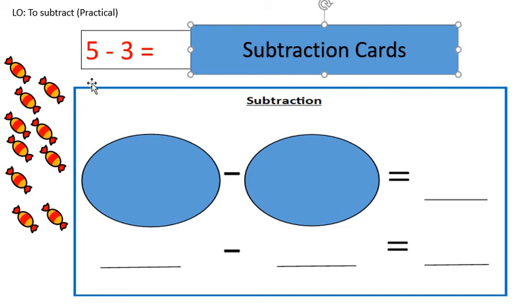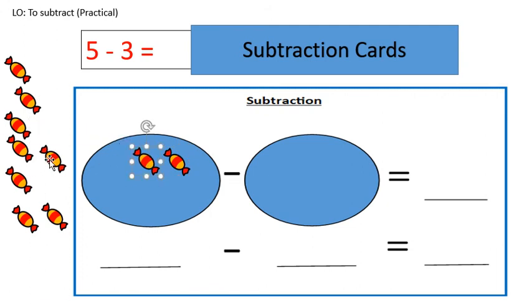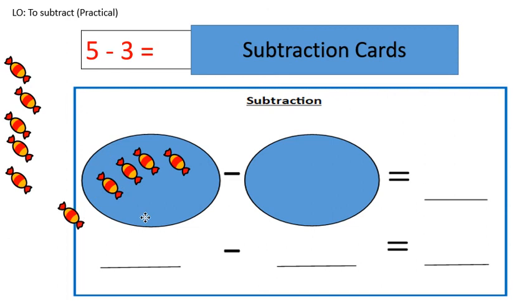So if you get your sweets or your pasta ready, we can work this out. First you have to look at the first number, which is the larger number, and count out that many sweets or pasta into the first circle. Count with me. 1, 2, 3, 4, 5. So I counted 5 because the first number in my number sentence is 5.